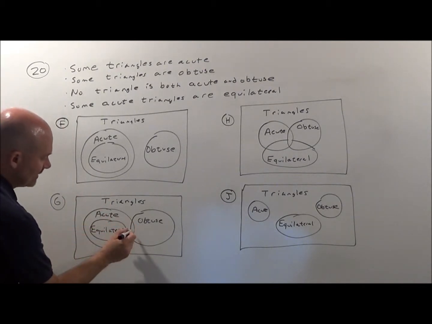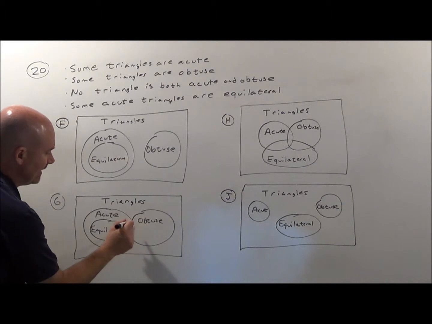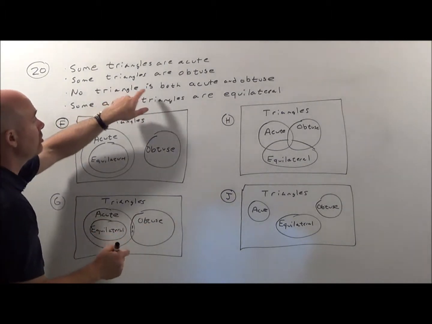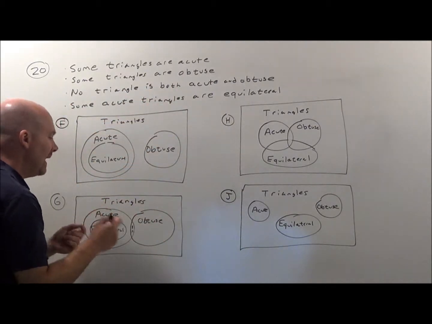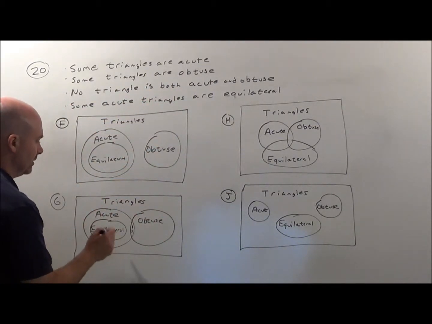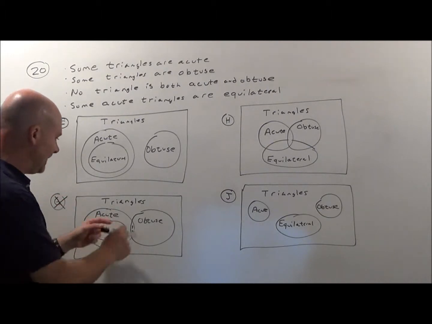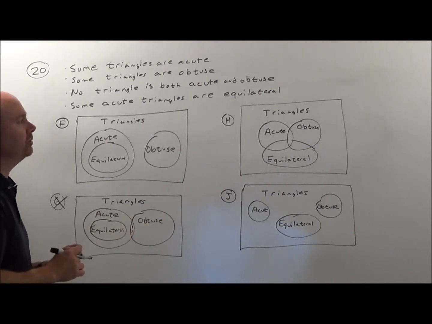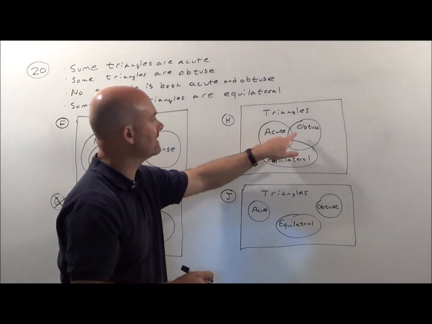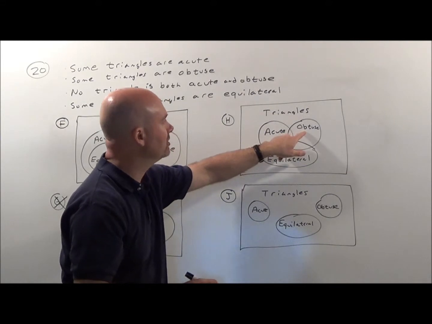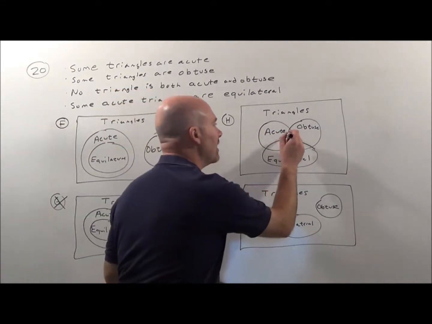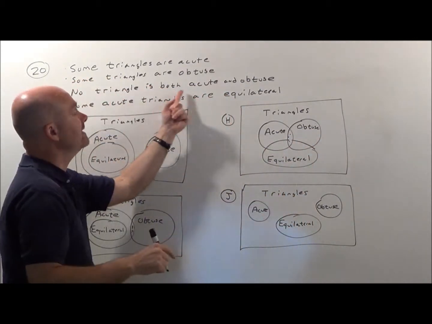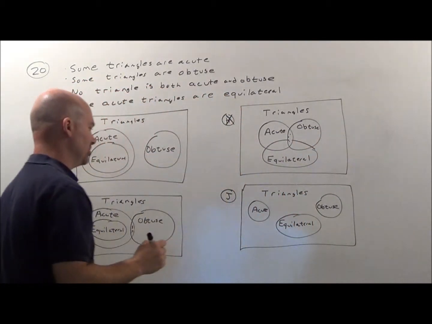Down here, these little spots right in here, these guys are obtuse and acute. You can't have that happen. It says no triangle is both acute and obtuse. So this guy is out of the picture because it has some overlap. Same thing here, we've got some overlap between acute and obtuse. These little triangles right in here are acute and they're part of the obtuse. And it says no triangle is both, so he's out of the picture.